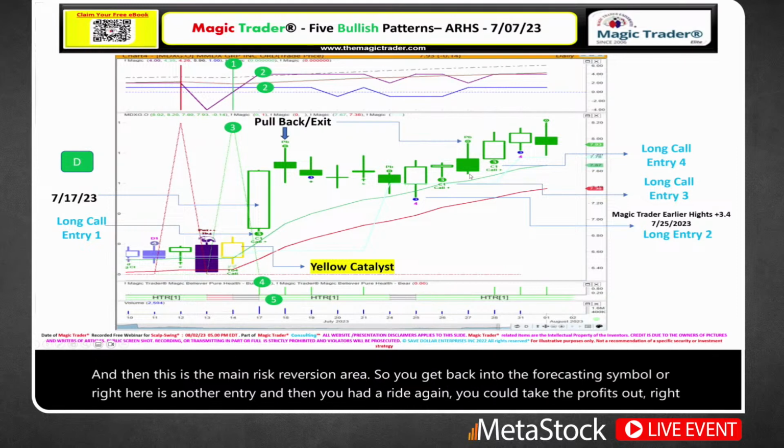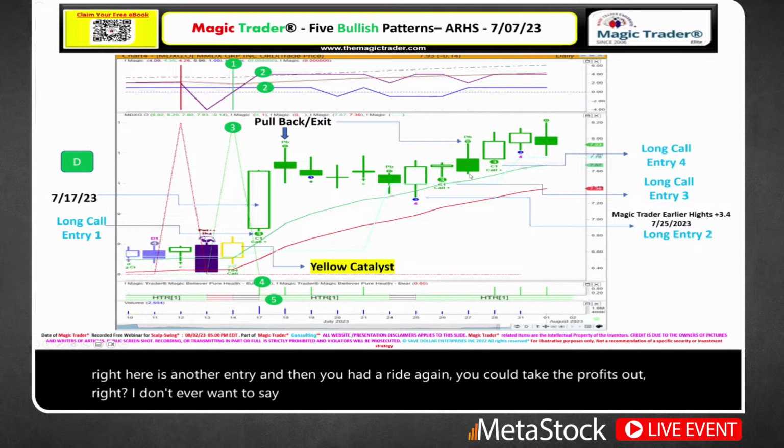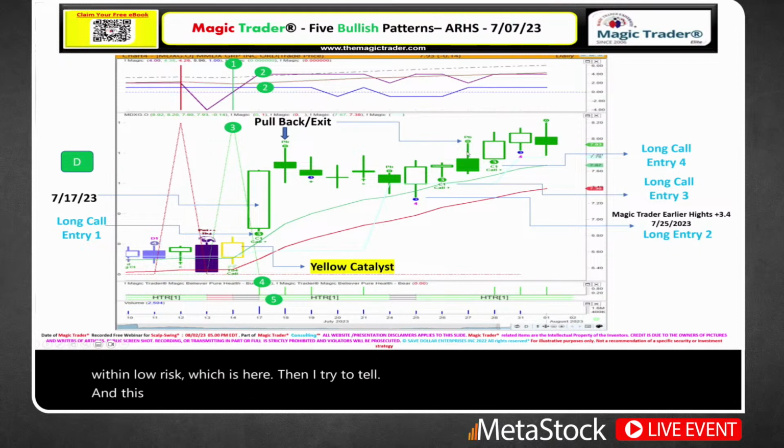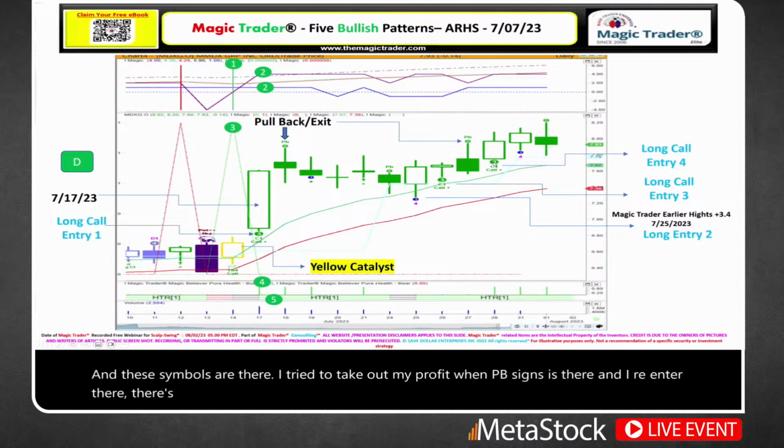I don't ever want to say averaging business, people do all kinds of stuff, but I like to trade within low risk, which is here. Then I try to trade when the symbols are there. I try to take out my profit when the PB sign is there, and I re-enter there. There's no commission right now, so why not?